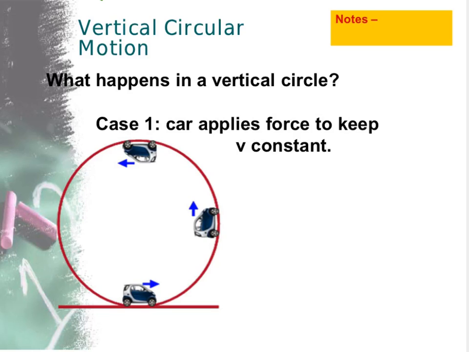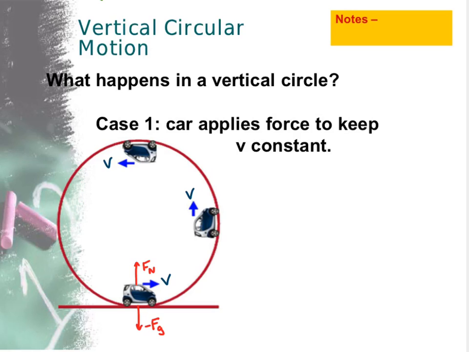So what happens in a vertical circle? I was thinking about a couple cases that I need to cover here. Let's say case 1, that our car is able to apply enough force by stepping on the accelerator to keep the velocity constant all the way around the loop. If that's the case, then we know that the forces acting on the car at the very bottom are the normal force and the gravitational force.